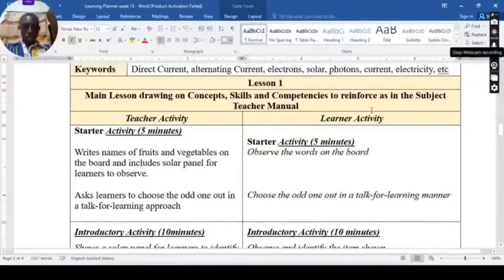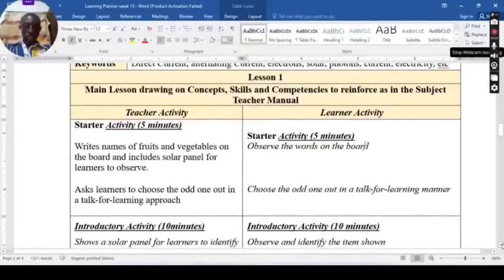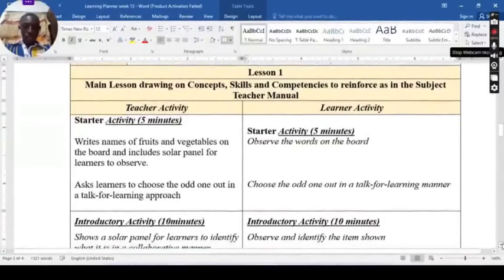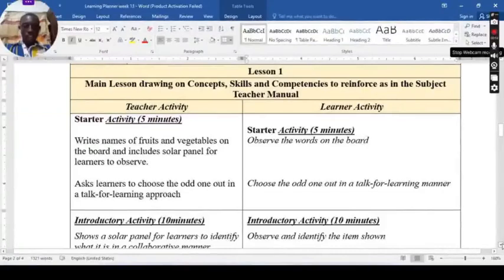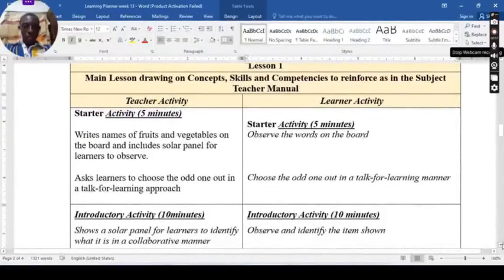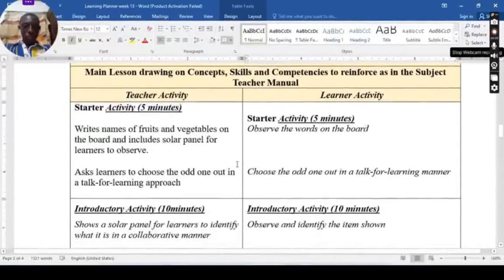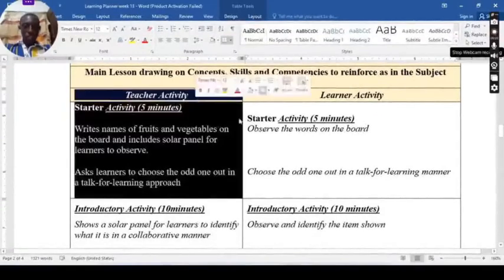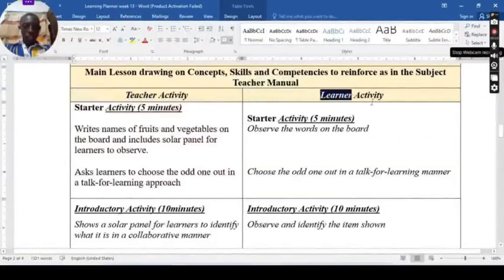That's the details of the activities in lesson 1. Remember, we are still looking at week 13, which is generating electricity from solar panels. This is lesson 1 of that LI. Alright, now it is divided into 2 parts. You have the teacher activity on the left, the learner activity on the right.